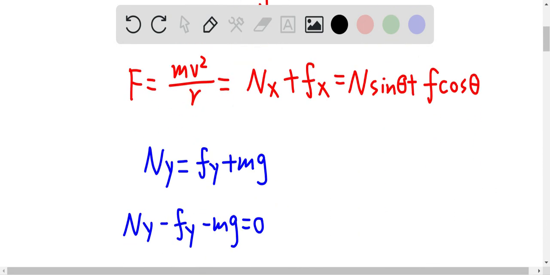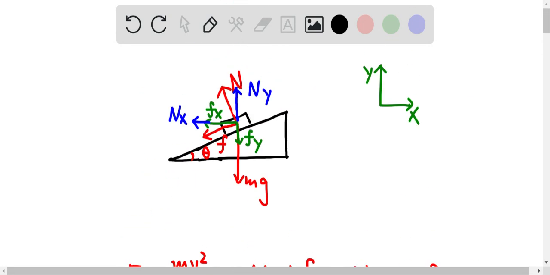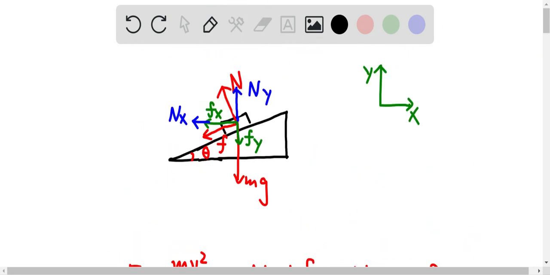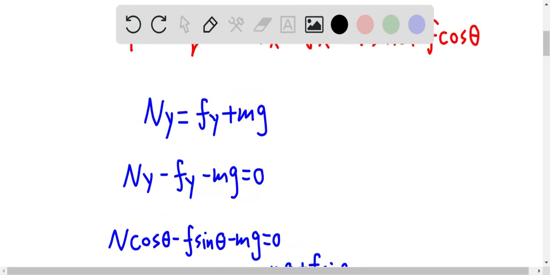So we know that Ny is equal to Fy plus mg, because along the vertical direction, Ny is going upward and Fy and mg are going downward, and the net force between them should be equal to 0 since the car didn't move up and down. Therefore we have Ny equal to Fy plus mg. If we move Fy plus mg to the left side, we have Ny minus Fy minus mg equal to 0. We know Ny is N cosine theta, and Fy is f sine theta. So we have N cosine theta minus f sine theta minus mg equal to 0.